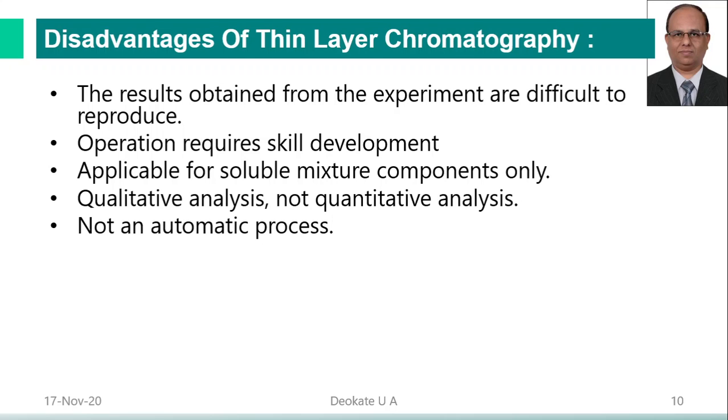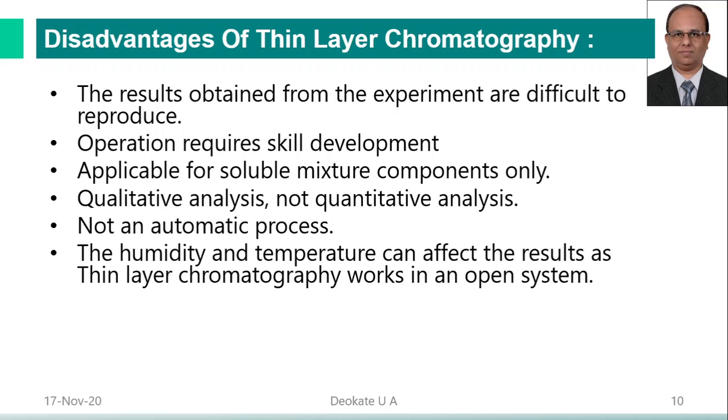It is not an automatic process. All coating and everything is done manually, so there are many chances of variation. And humidity and temperature can affect the result, as thin layer chromatography works in an open system. In column chromatography, it is a closed system. Here, it is a surface separation, not a depth separation. So there may be an effect of humidity and temperature. So proper saturation is the only way to get the exact RF values every time.